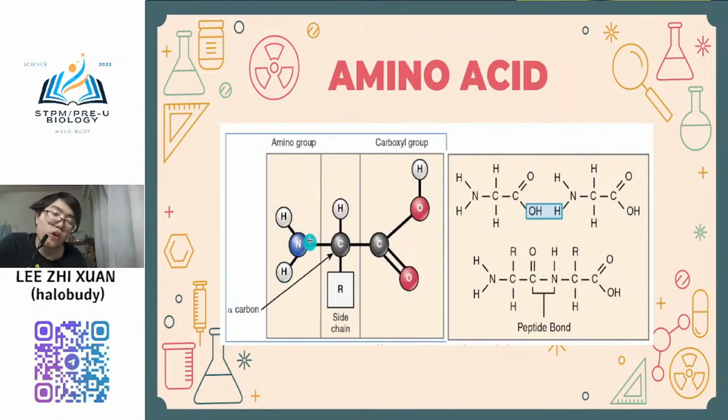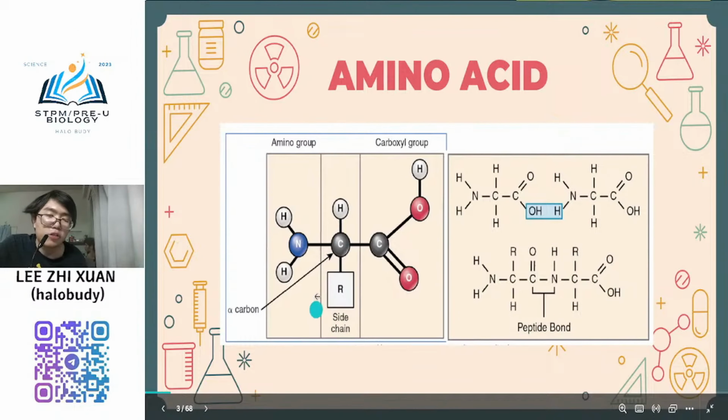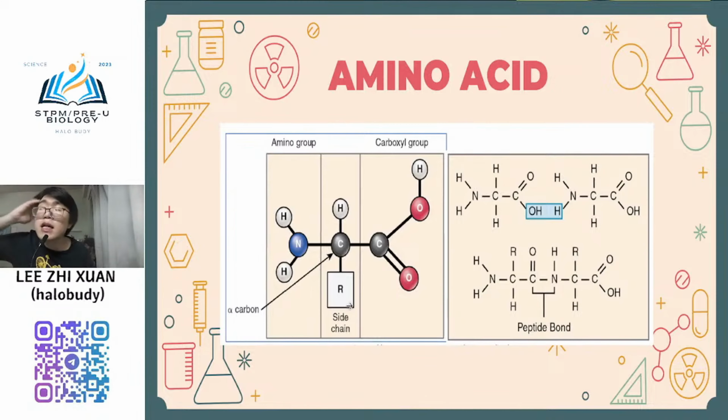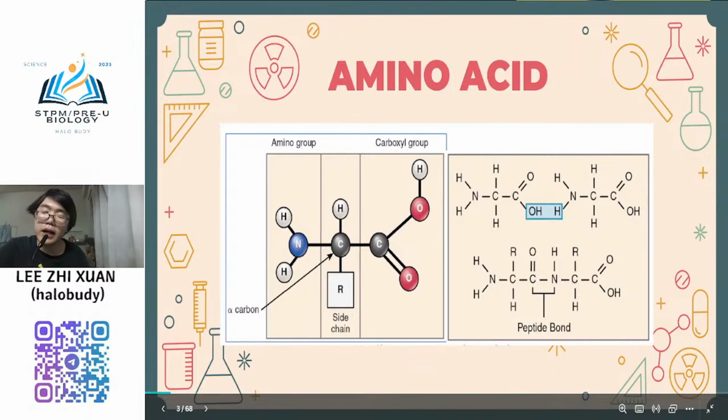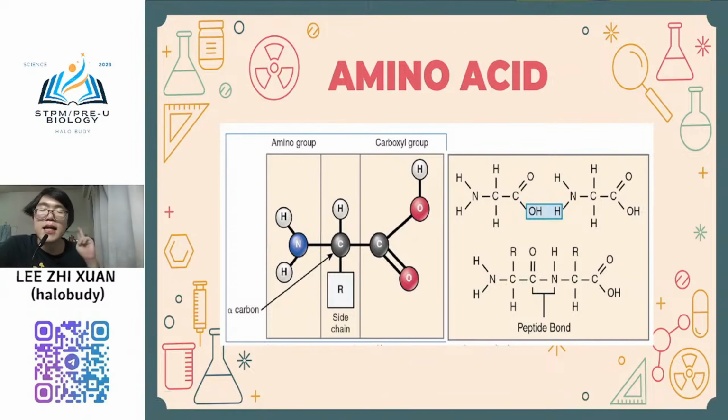So there is one amino group here, and an H bonded at the center, and also a carboxyl group bonded at the center, and there is the R group, which is a side chain. And we know that in the real world, in whatever organism, there are only 20 amino acids. Only 20, no more than 20. Compared to carbohydrates and lipids, where there may be more than 20, amino acids are only 20.